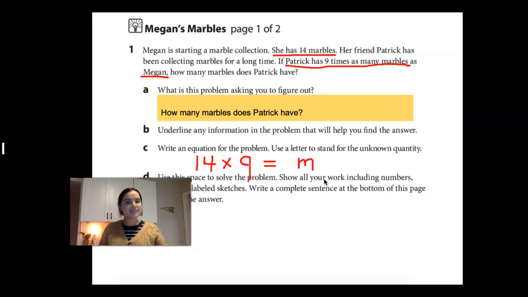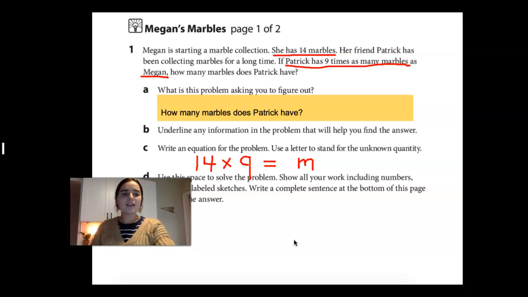All right, now let's get into solving this problem. We're going to use this space below to solve our problem, and we're going to show all our work, including numbers, words, or labeled sketches. At the very bottom of the page, we'll write a complete sentence to show the answer.